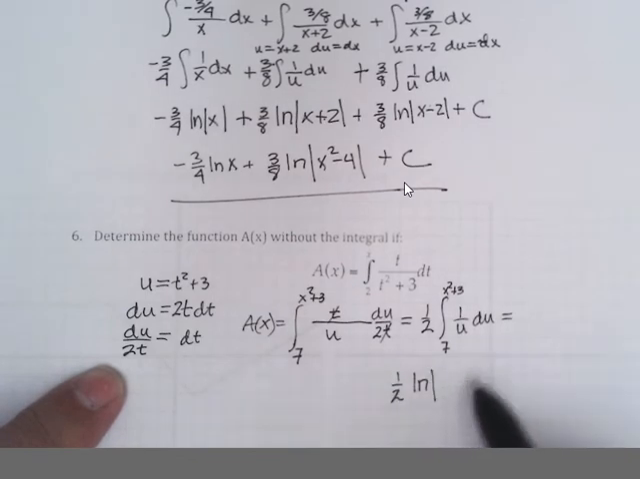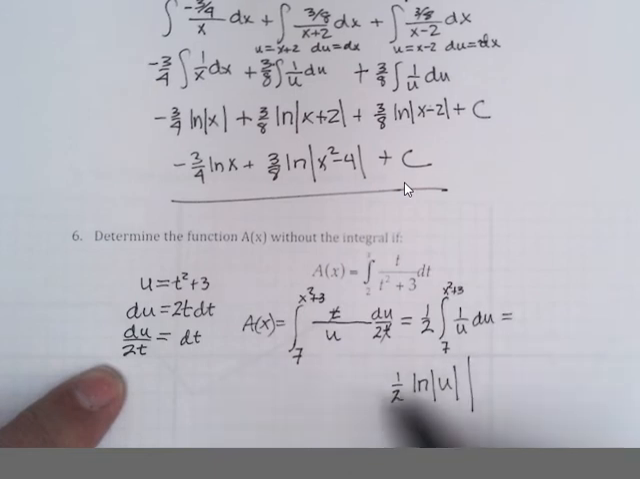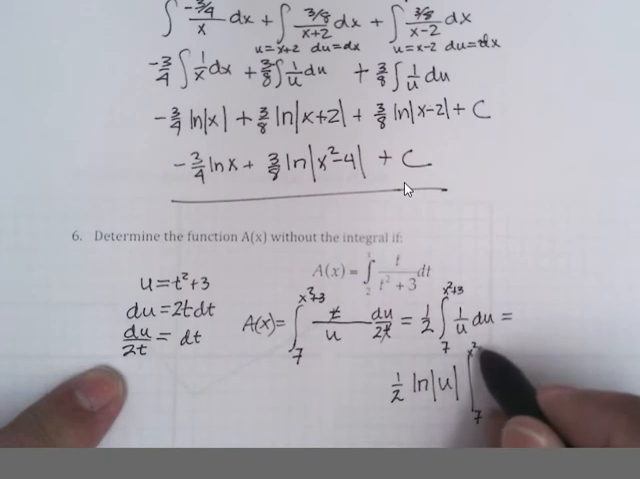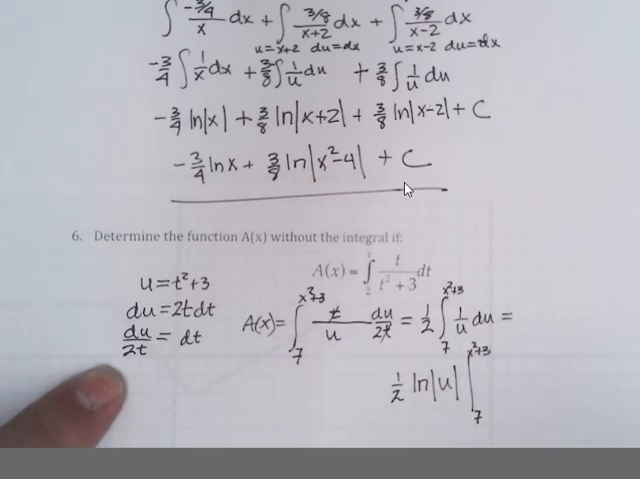ln, absolute value of u, evaluated, and evaluate goes at the end here, 7 to x squared plus 3, and I can plug this in minus plugging that in, or I can go back to x and go back to my original limits. It won't make a difference. You'll get the same answer.